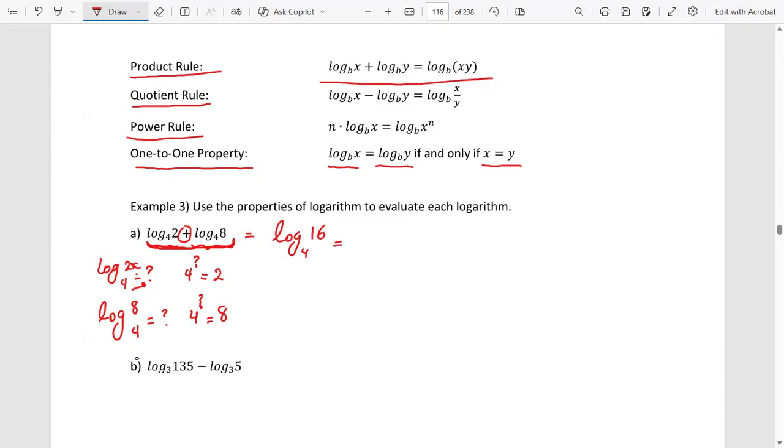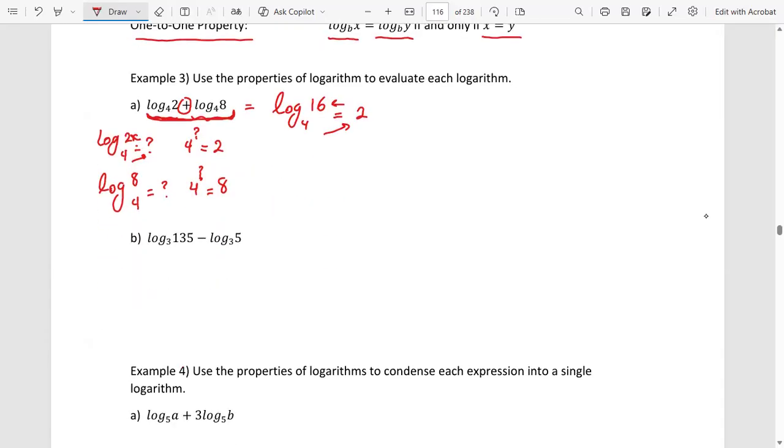Now, what is the log of 16 base 4? 4 to what power gives you 16? The answer is 2, because 4 times 4 is 16, which is multiplying 4 by itself two times. Now we have the final answer.